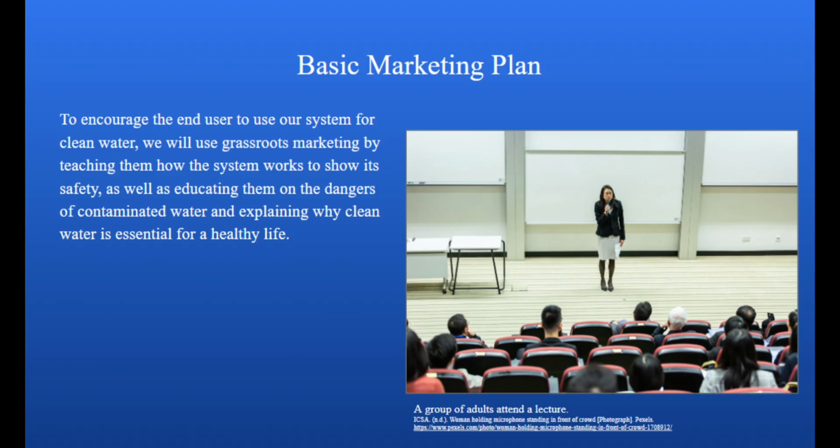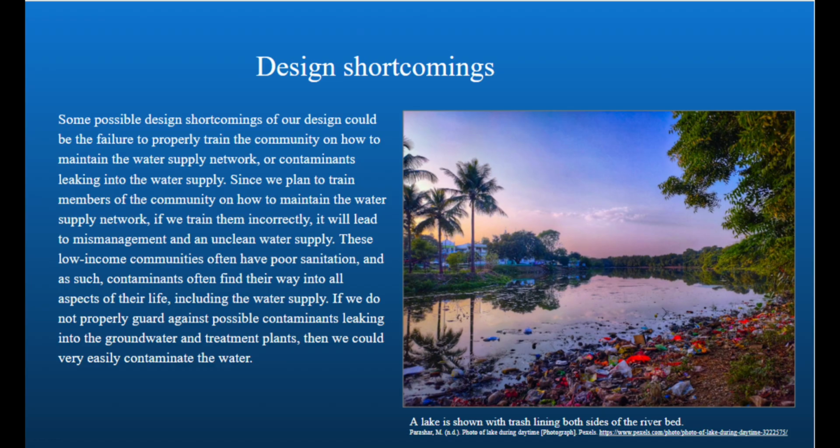This way, we ensure that there's an actual drive to keep the water clean and not just letting it become contaminated. So finally, there are some important design shortcomings, such as if training is done poorly, the system can be mismanaged, and the water can become unsafe again. Also, if sanitation around the pipes and treatment areas isn't controlled, then contaminants can leak back into the supply. So these risks show why ongoing training, monitoring, and maintenance would be critical parts of our solution and not just the hardware itself.